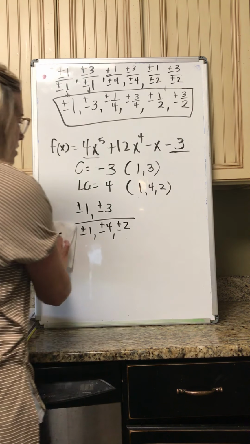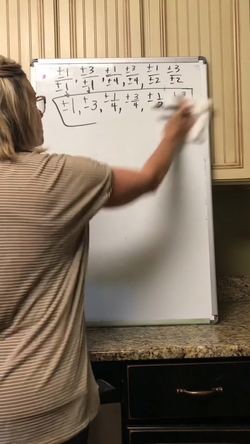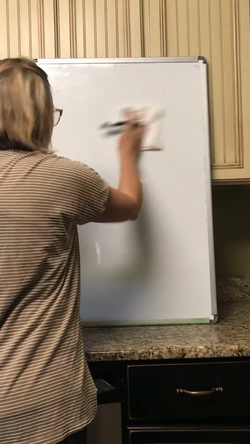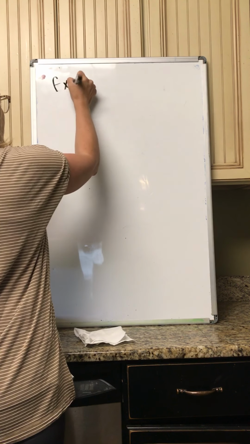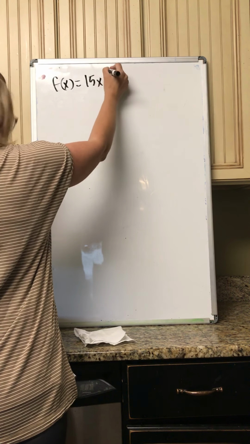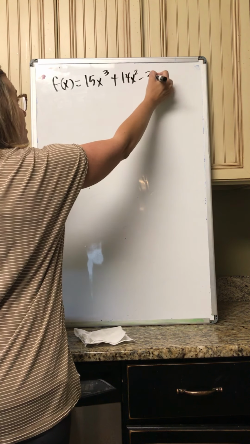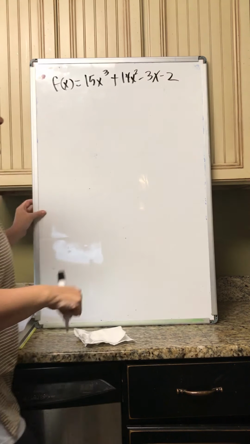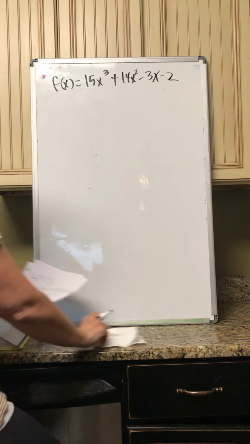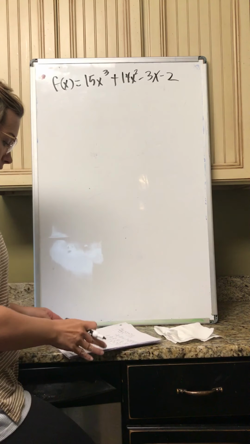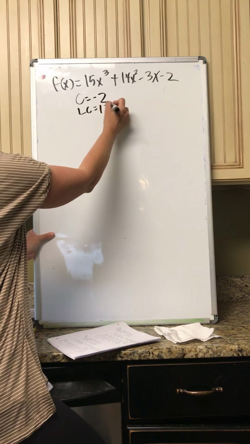Now, let's do one more just like that. f of x equals 15x cubed plus 14x squared minus 3x minus 2. And I have all these examples for you in the notes that I texted everybody today, if this helps you go through them a little better, okay? So your constant is -2 and your leading coefficient is 15.